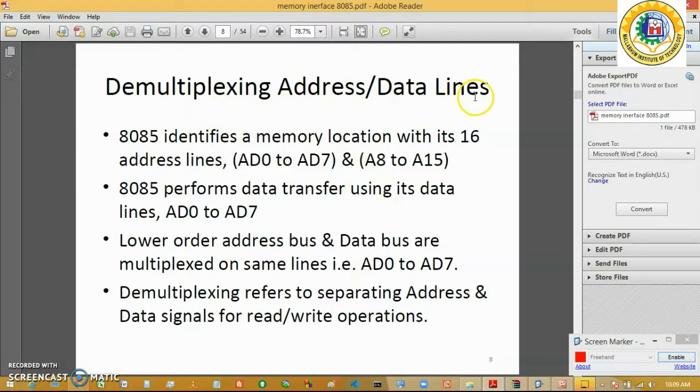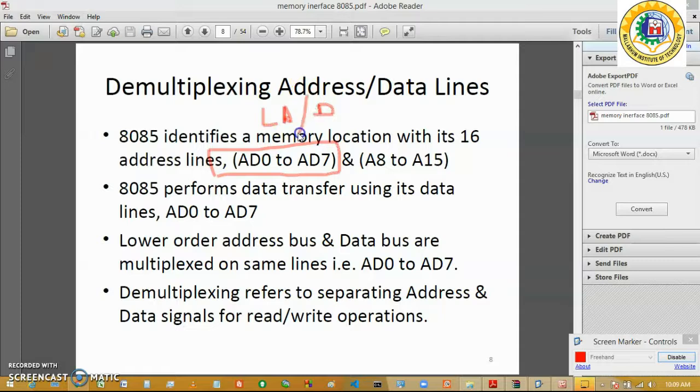Now, the demultiplexed address and data bus. Demultiplexing is needed because AD0 to AD7 is used as a lower order address bus as well as a data bus. That's why a demultiplexing circuit is needed for that purpose. Demultiplexing circuit means we have to store the address so that we do not lose it. That means A15 to A8 is the higher order address bus, and A7 to A0 is the lower order address bus. Whenever this is used as a data bus, the address has to be latched somewhere, so that we do not lose the address of the point from where we want to fetch the data. That's why a latching circuit, or the demultiplexing circuit, is needed.